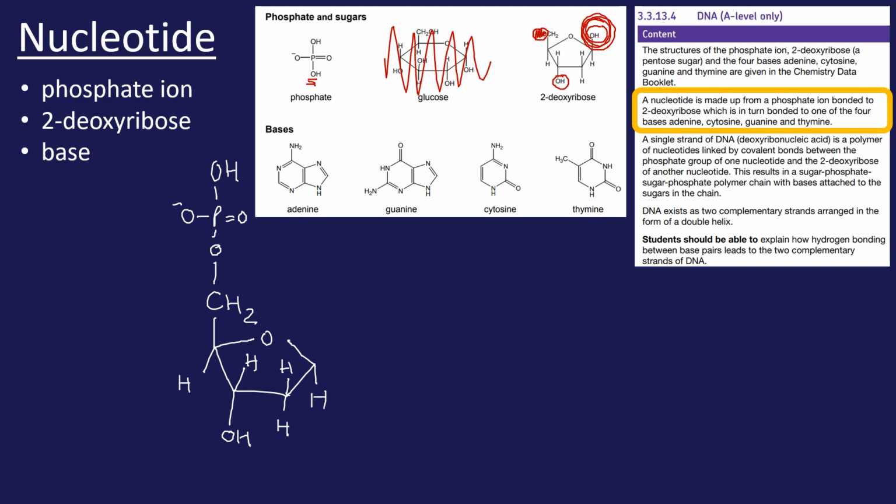Now the base bonds through a nitrogen, and as we look at the periodic table, it's always the bottom right nitrogen. So if it was adenine, it would be this nitrogen. If it's guanine, it would be this nitrogen. If it's cytosine, it's this nitrogen. And if it's thymine, it's this nitrogen. So it's always the very bottom row to the far right. In the case of cytosine and thymine, there's only one nitrogen at the very bottom.